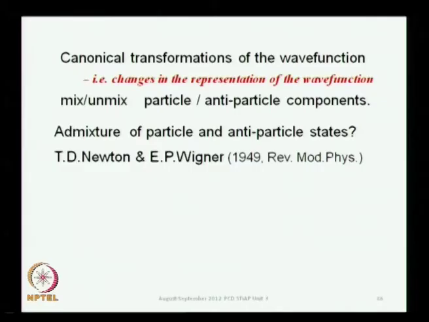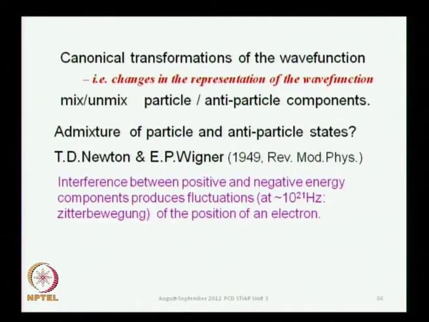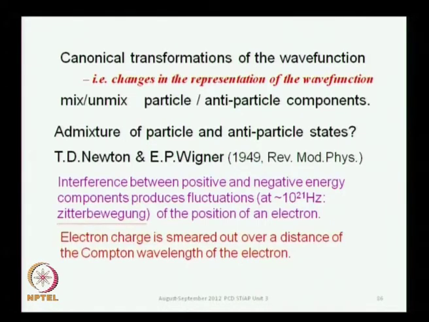and this was a question which was originally raised by Newton and Wigner, and then there were several other contributors to it. What happens is that when you consider the interference between positive and negative energy states, they actually produce fluctuations in the position of an electron, and this has got a very nice name. It is called Zitterbewegung, or if somebody knows better how to pronounce it. Any German over here? I have no idea how best to pronounce it, but it is a nice name. That is what it is called.